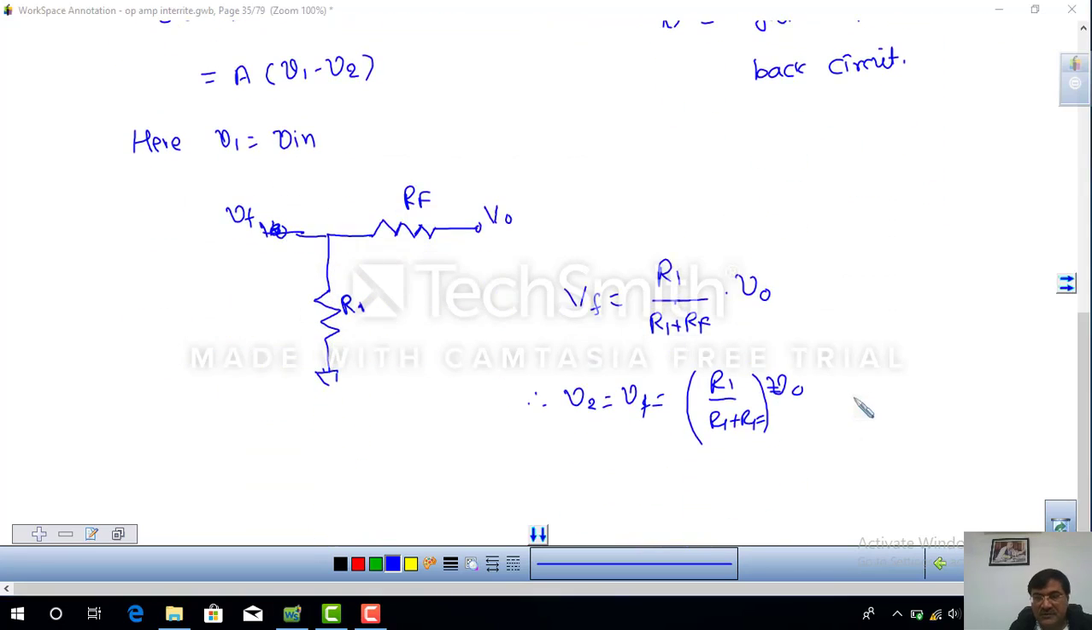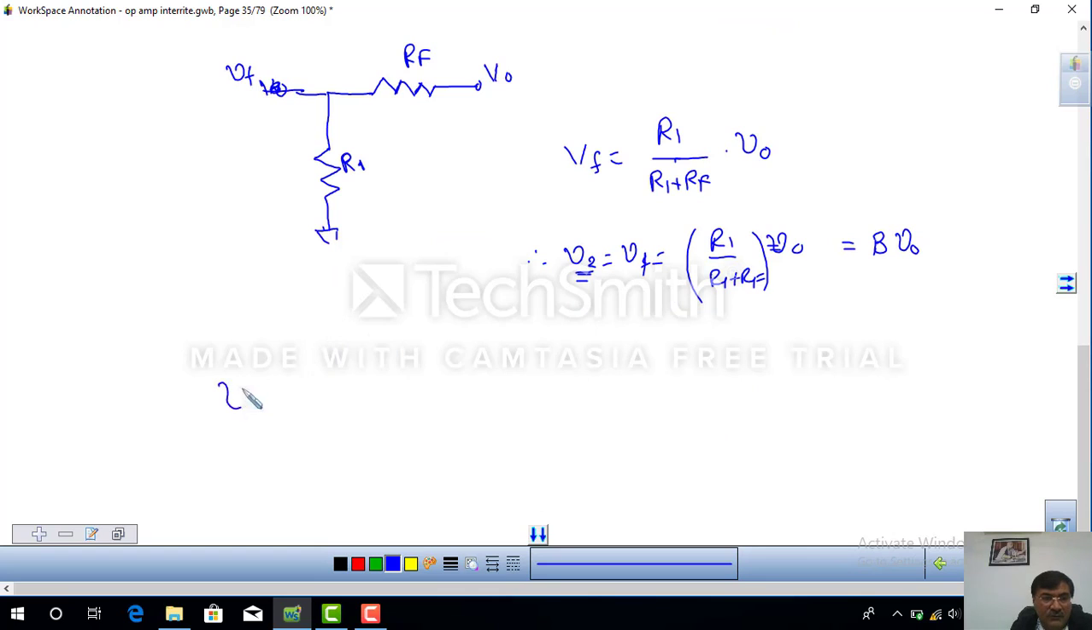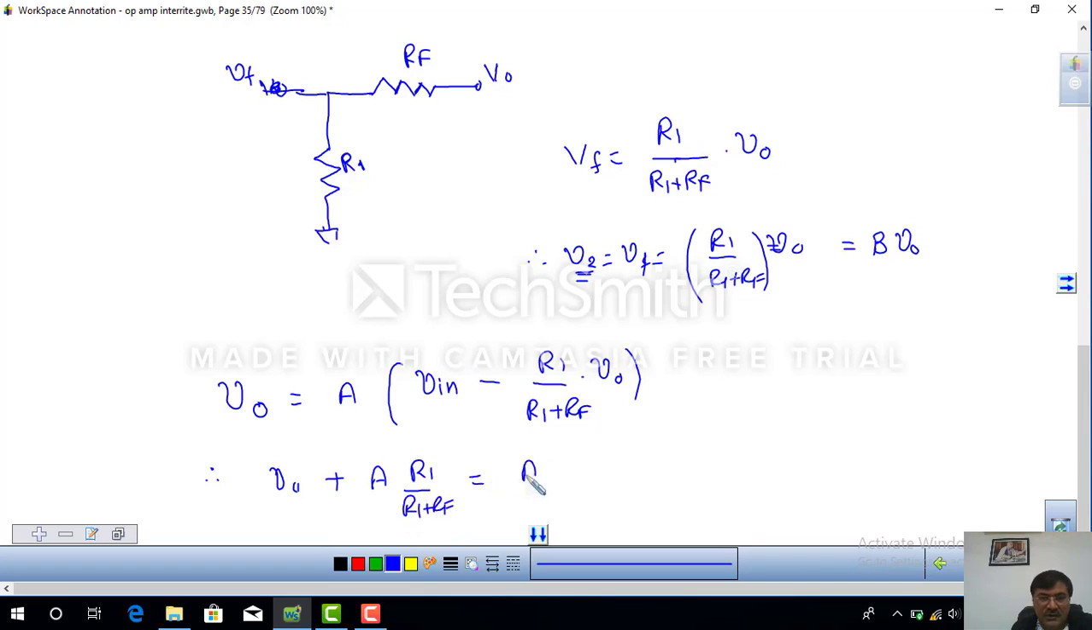This is nothing but, as we explained earlier, the gain of the feedback circuit. We can write B also if it is needed. So B VO. So substituting this value of V2 and V1 in this equation, what do we get? VO is equal to A V in minus R1 upon R1 plus RF into VO, and therefore VO, breaking the bracket, I multiply here, taking that side, so it becomes A R1 upon R1 plus RF equal to A into V in.